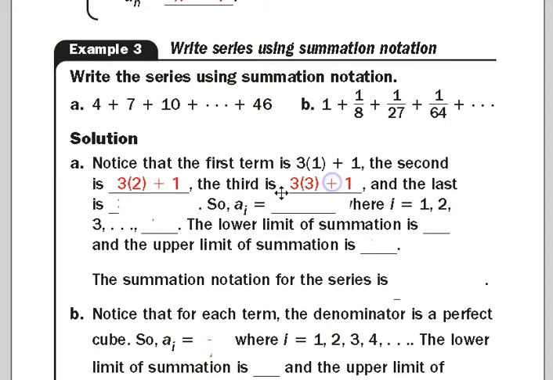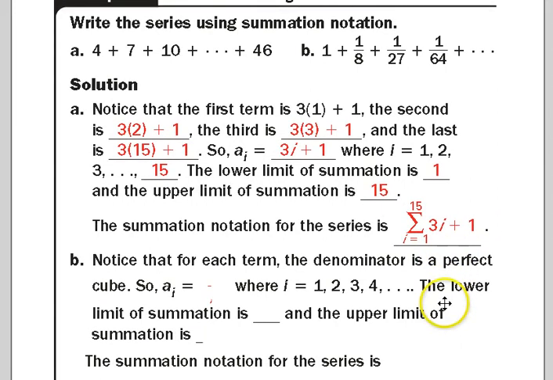So now we have here, and the last term is 3 times 15 plus 1. So what's changing each time is the number that I'm multiplying 3 by. So that means my a sub i has to look like 3 times i plus 1, where i starts off with 1 and then 2 and 3 and all the way up to, if you said 15, you were correct. So the lower limit is 1 and the upper limit is 15. So how do I express that? We do our summation symbol, i is equal to 1 all the way up to 15. And then what are we summing? We're summing 3 times i plus 1.